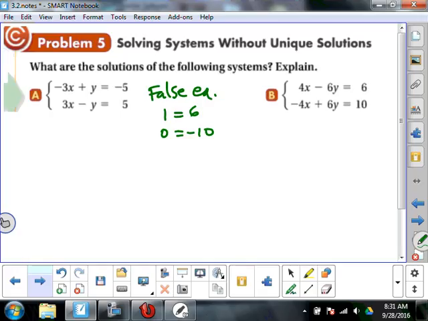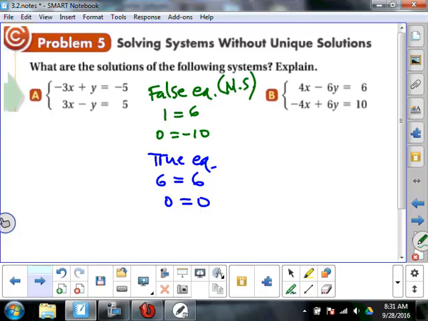If we get a true equation, something to the effect of 6 equals 6, something to the effect of 0 equals 0, what's that imply about our system? That it's infinite solutions, that the lines are the same line. Okay? So false equation means no solution. True equation means infinitely many solutions, and it means they're the same line. And what do we classify that as? Wasn't it dependent? Okay, good. So we're just going to look at one more of these.